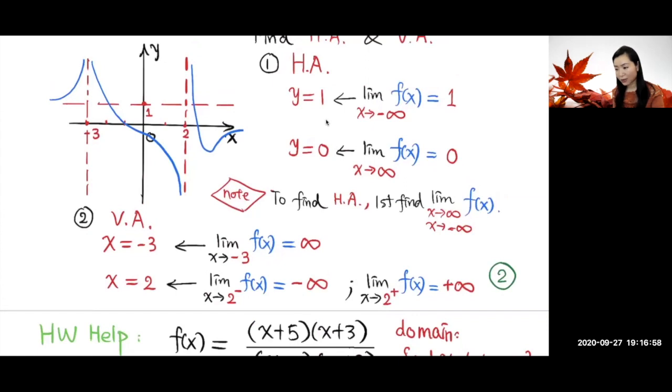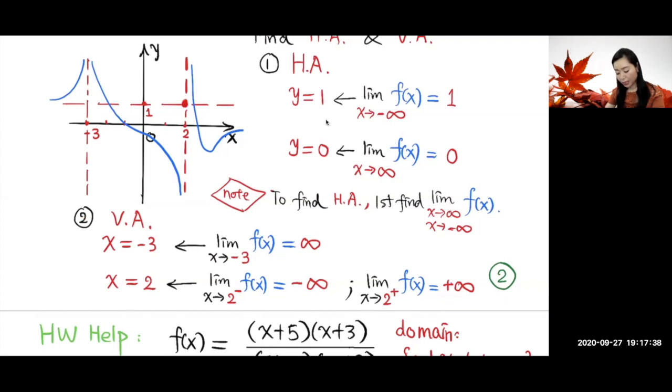Now we also want to see vertical asymptotes. For this vertical line here, let's take a look at the left-hand limit. Looks like when x approaches -3 from the left side, the function keeps going up. So we say the infinite limit here is infinity. So x equals -3 is a vertical asymptote here. So y goes to infinity. So this is a vertical asymptote.